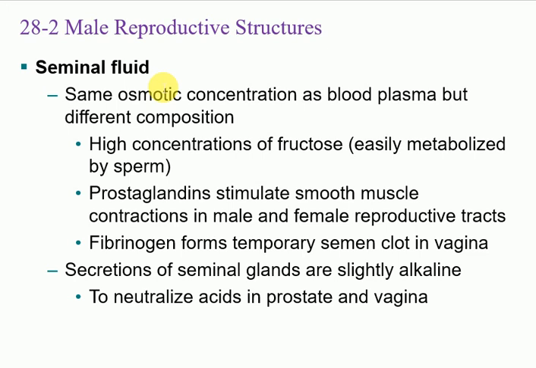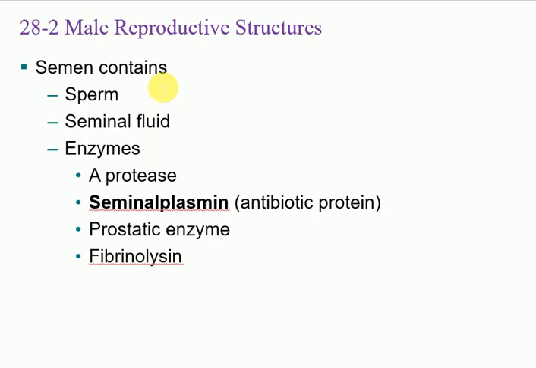Fructose and prostaglandin. Prostaglandin stimulates the smooth muscles to contract to push the semen out. At the end, the semen will contain sperm, the fluid, plus some enzymes. The fluid is coming from the three glands that I talked about. And the enzymes are protease.